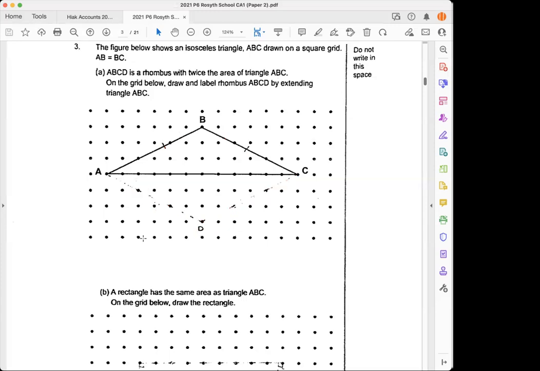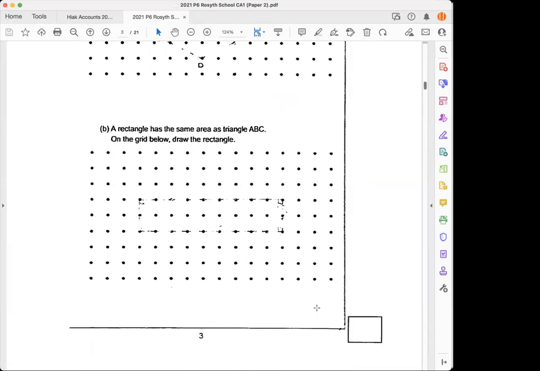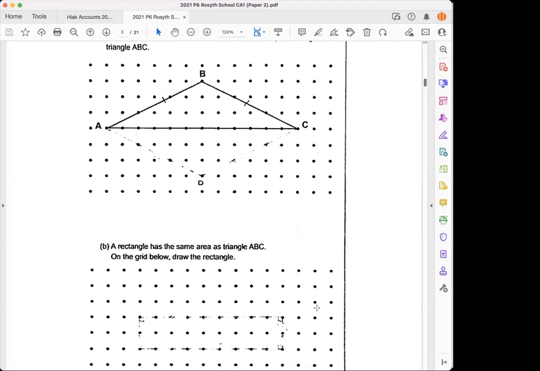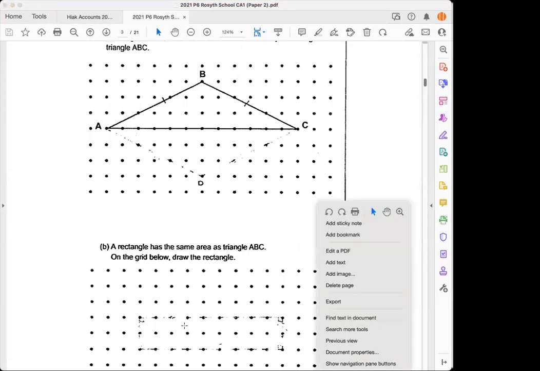Let's continue with B. A rectangle has the same area as triangle ABC. So let's go down again. So this is triangle ABC, right? A rectangle has the same area as triangle ABC, and you're supposed to draw it. On the grid, draw the rectangle. So let's see, we're going to draw the rectangle.